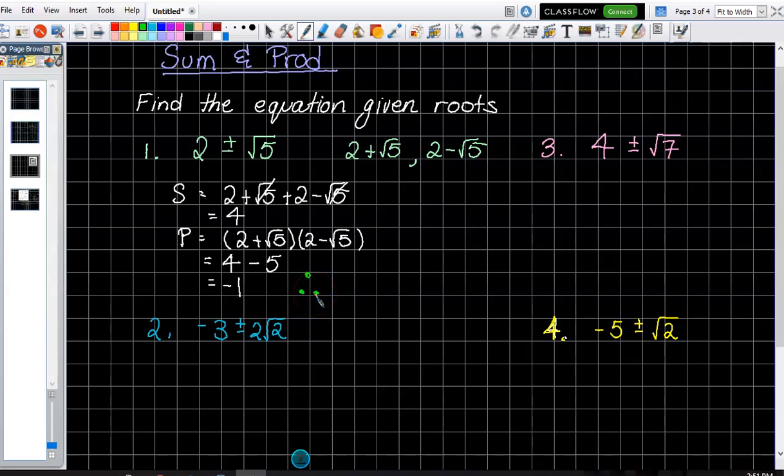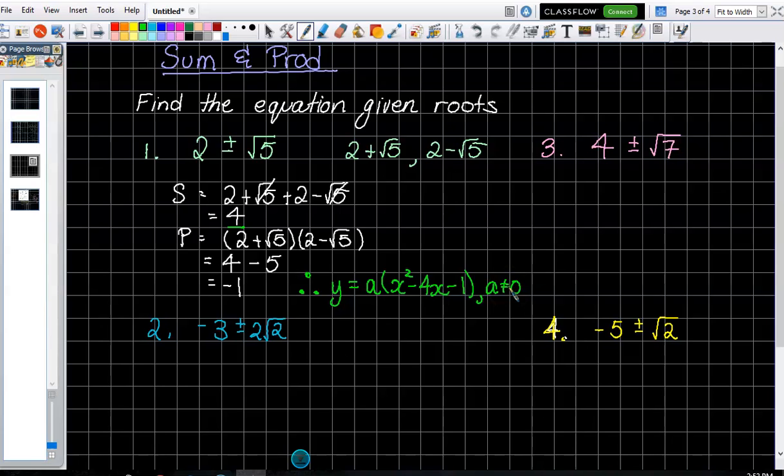Therefore, what is my equation? Now, can you just do this for me? Leave a little bit of a gap. It's x squared. We reverse the sign for the middle term. So the sum is the middle term reversed, correct? So minus 4x. And that one stays the same. So minus 1. Now, why did you leave a gap? Because I asked you to. Thank you. Why did I ask you to?